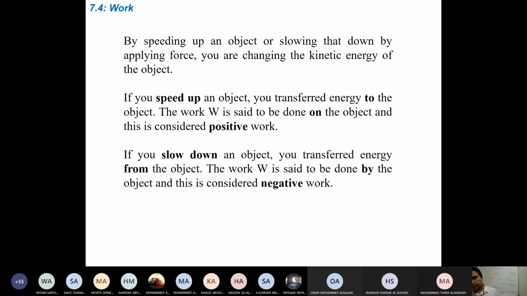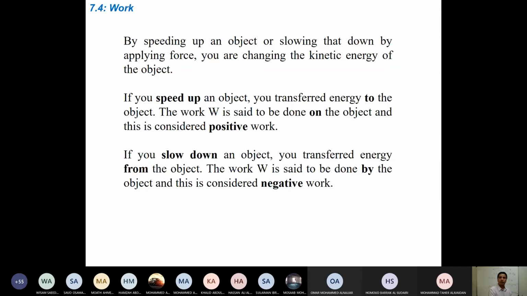Again, one more example about positive work and negative work, and I'm introducing some language in this slide. So try to understand this first. By speeding up an object or slowing it down by applying a force, you are changing the kinetic energy of the object. If you speed up an object, you transfer energy to the object.